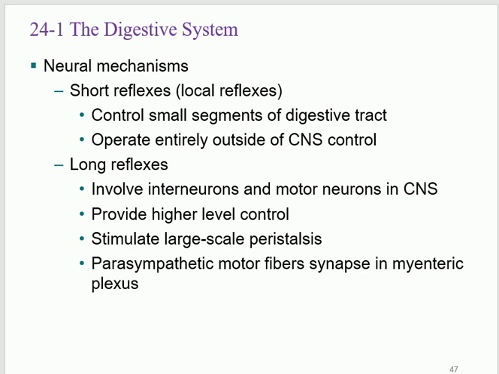What's a short reflex? Short reflex is like this, exactly. The food is here, and I want to move it here. That's it. Stretching, push. Do I need my nervous system in this? Do I need the central nervous system? It is too simple. Okay, so this is the local one. This piece and this piece right beside it. Okay, this part of the stomach versus this part, or this part of the stomach versus like pylorus and duodenum beside it.